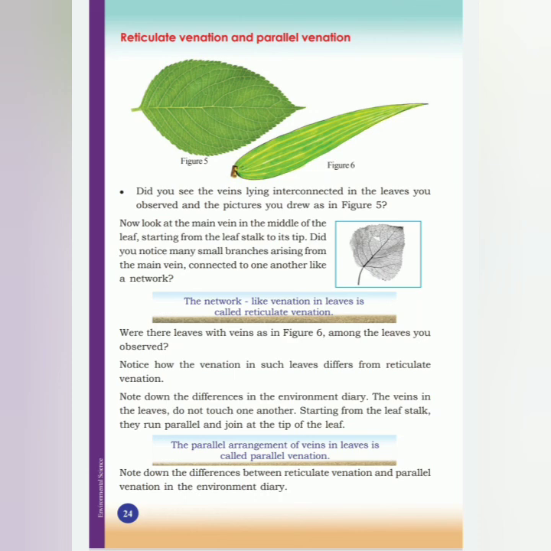So, children, today we have studied about root system and venation. Two kinds of root system are there, tap root system and fibrous root system. And in leaves, there are two types of venation, reticulate venation and parallel venation.